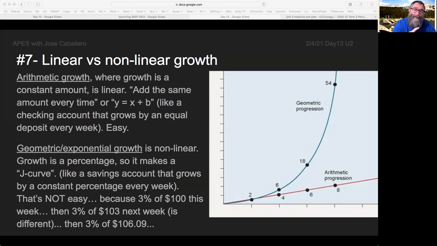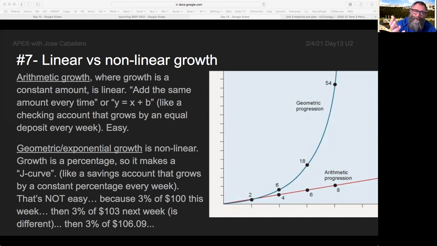Geometric exponential growth is nonlinear. The growth is a percentage, and that means that growth accelerates as your values are bigger. The amount of growth gets bigger because you're using a percentage of a bigger number. So now your growth is bigger. The amount increases. The growth grows. It makes this shape called the J curve. On this screen, it's blue right now. This is like a savings account at a percentage.